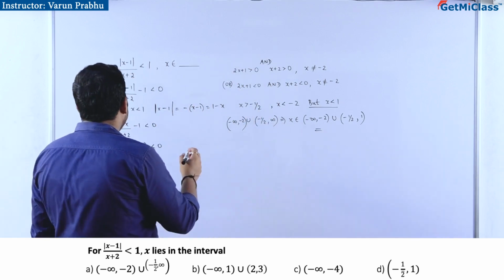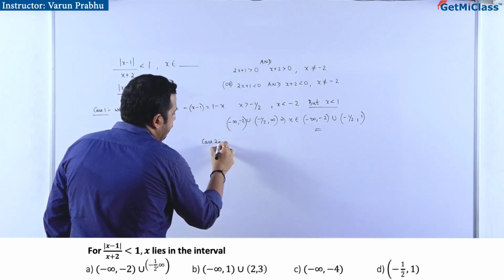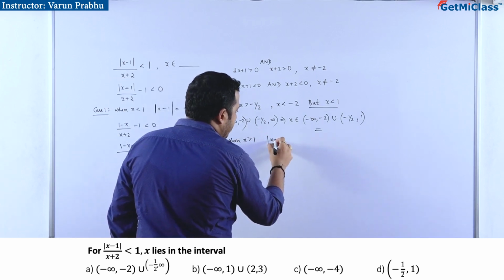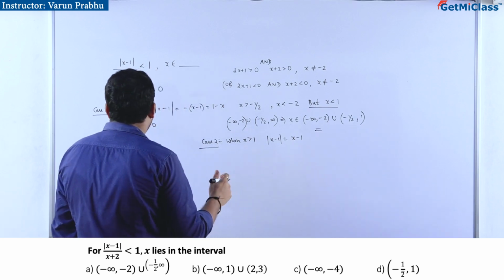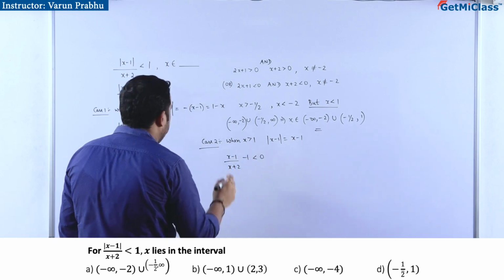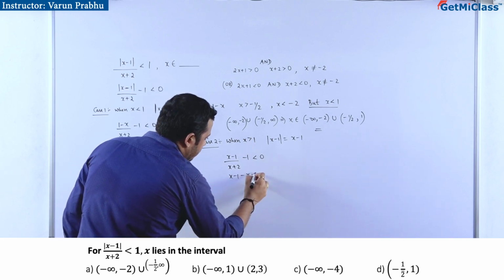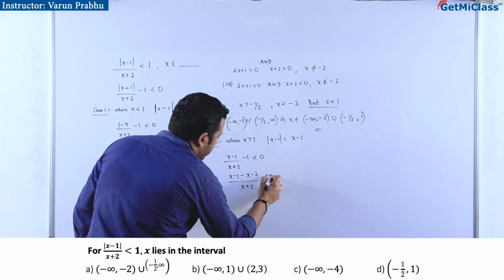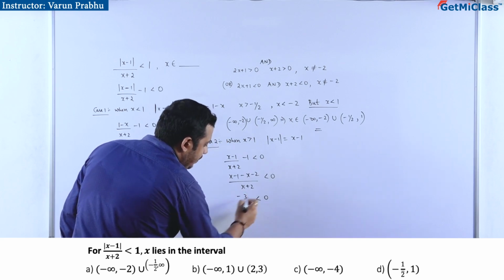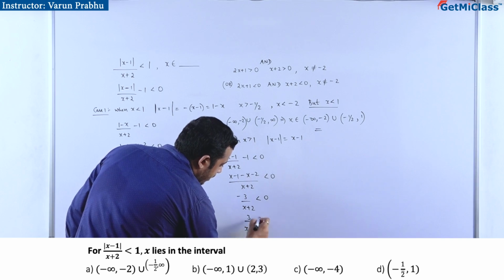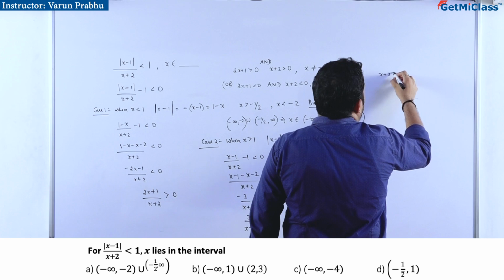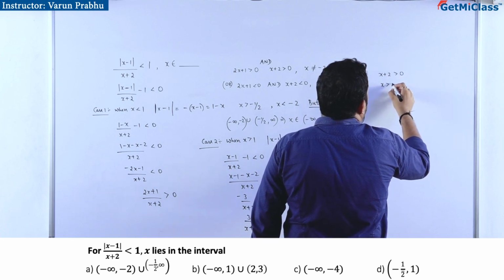All right. Now similarly, if you consider case number 2, when x is greater than 1, what will happen? |x - 1| will be equal to x minus 1. So x minus 1 divided by x plus 2, minus 1, should be less than 0, so (x - 1 - x - 2) divided by (x + 2) should be less than 0. So minus 3 divided by x plus 2 should be less than 0. Multiplying both sides by a negative sign, 3 divided by x plus 2 should be greater than 0. So x plus 2 should be greater than 0, x should be greater than minus 2.